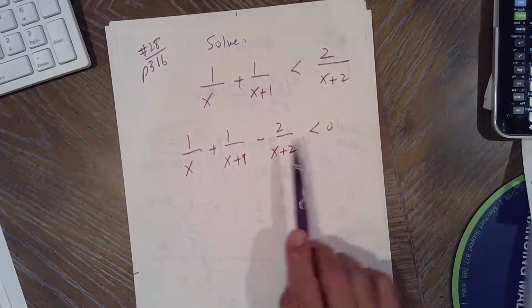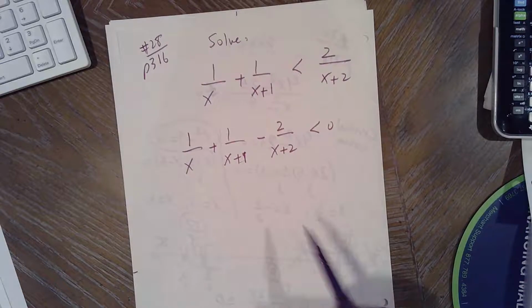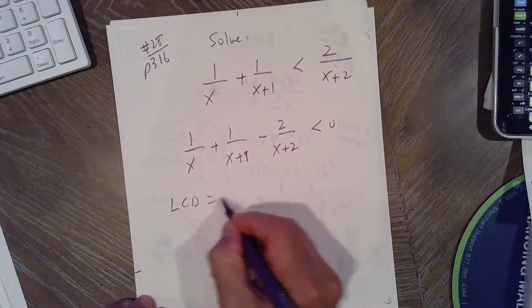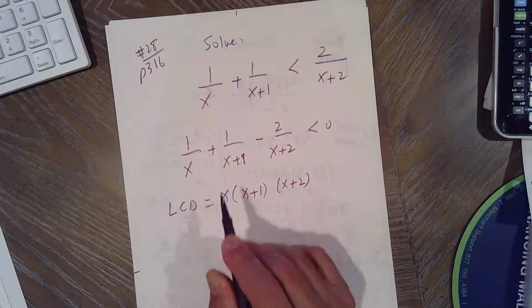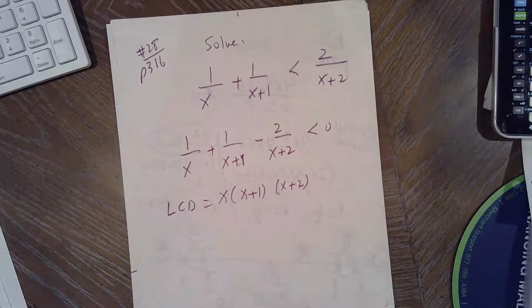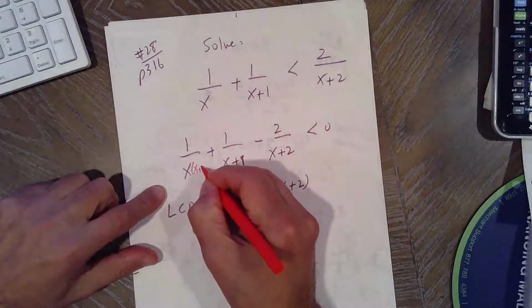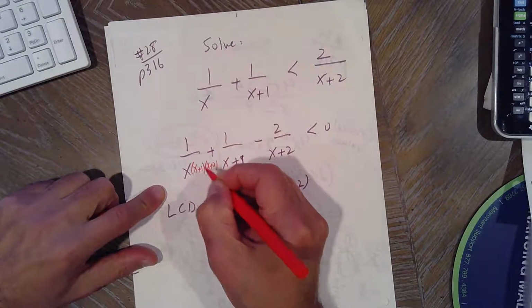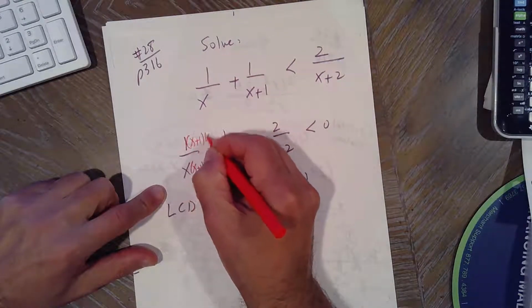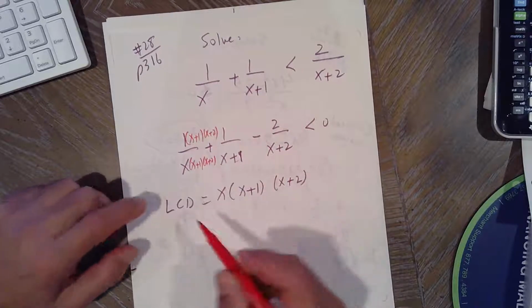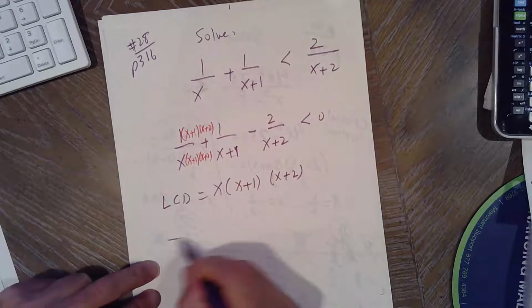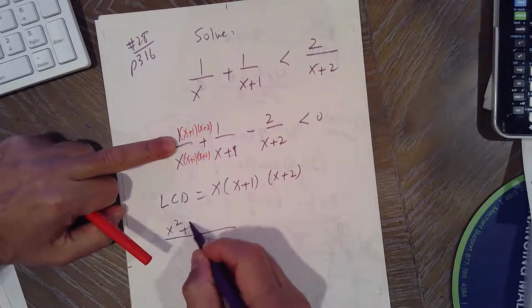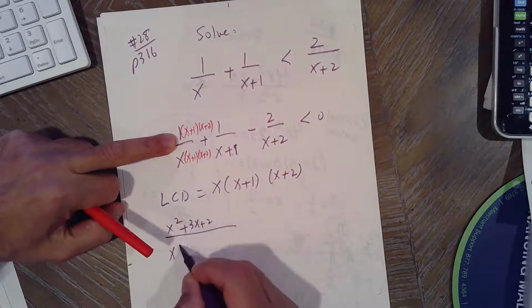So we have 0, but we need one fraction. There's 3 fractions. We're going to find the LCD, which is x plus 1 times x plus 2. So we're going to multiply the first fraction by x plus 1, x plus 2 to match the LCD, top and bottom. So we're going to get, if we work out the top, x squared plus 3x plus 2 over the LCD.